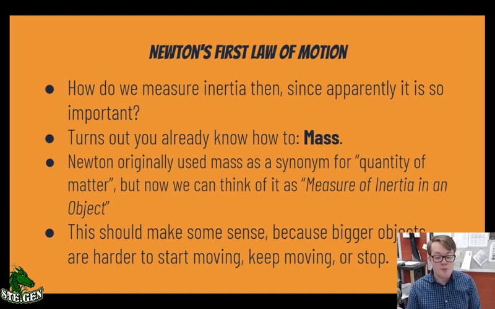And this should make some sense, even though that's kind of a weird way to phrase it, because bigger objects are harder to start moving, to keep moving, or to stop. For example, if I have this very small napkin or paper towel that I have wadded up, it has a very low mass, which means it has a very small inertia. And that means that it does not take a lot of force for me to get it to move around. I can fling it all around very easily, just bopping it into the air, and it goes flying all over the place.